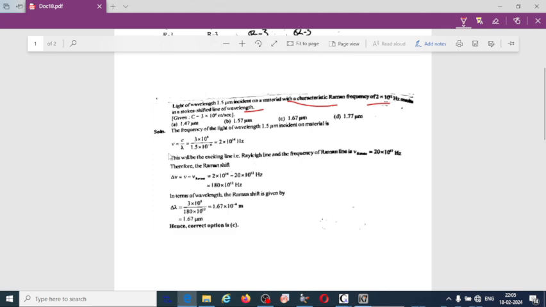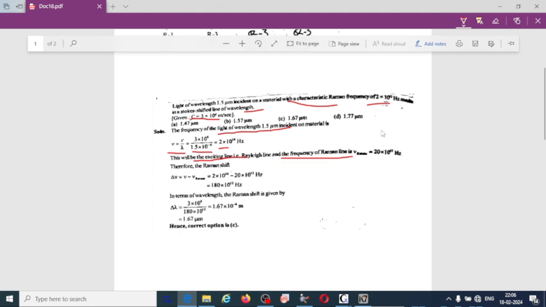So we have the equation that relates frequency and wavelength, that is nu is equal to c by lambda. They have given the value of speed of light. If we substitute the value of speed of light and wavelength, we will get the frequency, 2 into 10 to the power 14 Hertz. This will be the exciting line, that is the Rayleigh line.